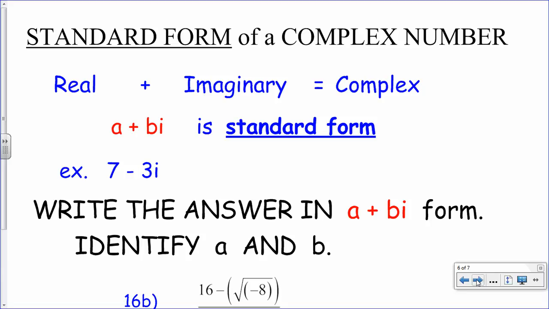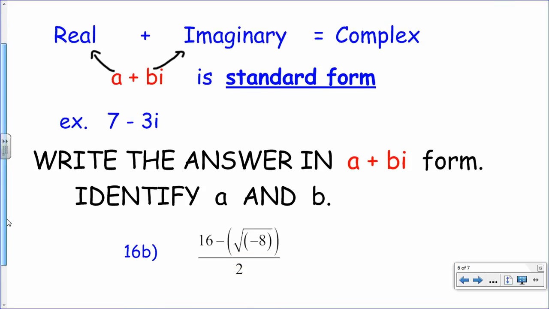Okay, so a plus bi is the standard form of a complex number. A is the real part, b is the imaginary part. So 7 minus 3i, that's a complex number. 7 is your real part, the negative 3 is your imaginary part. Now, if you're telling me what's imaginary and you tell me negative 3i, that's fine. You can either say negative 3 or negative 3i. I don't care if you include the i. Okay.